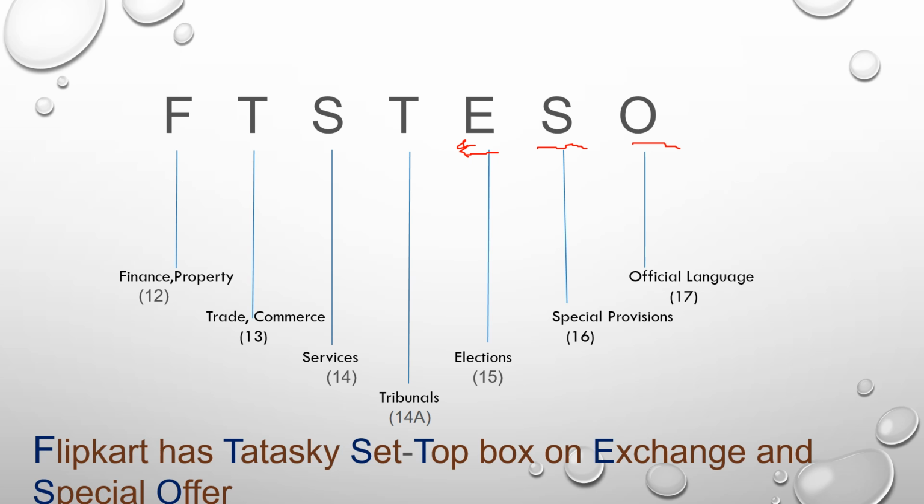Here also you concentrate on the letters in blue color. F represents the finance and property. It is the part 12. T represents the trade and commerce. It is the part 13. S represents the services, part 14. T represents the tribunals, it is part 14A. And E represents elections, it is part 15. And again S represents the special provisions, it is part 16. And O represents the official language, it is part 17. Flipkart has Tata Sky set-top box on exchange and special offer.